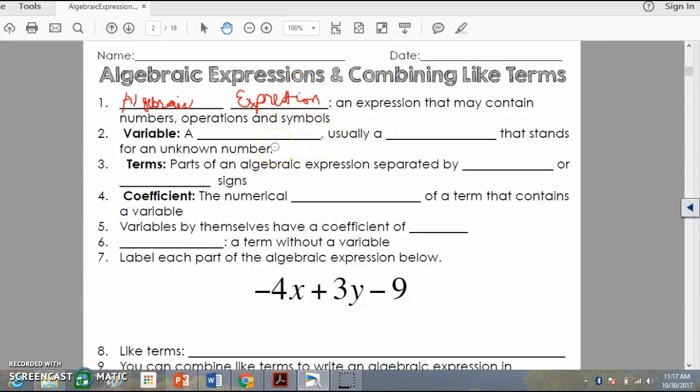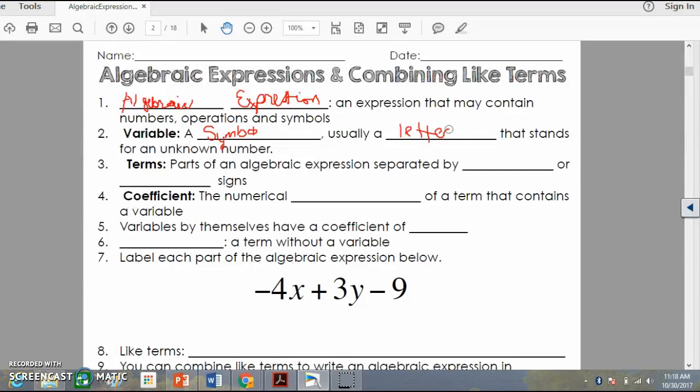Okay. A variable is a symbol. You already know that. You use variables sometimes in science too. A variable is something that can change. It's usually a letter. Bear with me. I'm not using a pen. I'm using my fingers on the mouse. And that letter stands for the unknown number. Usually it's the letter X. Not always, but many times it is.